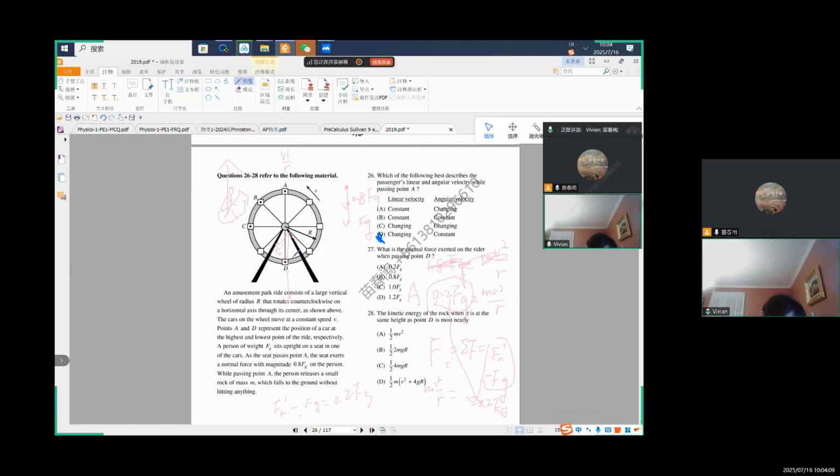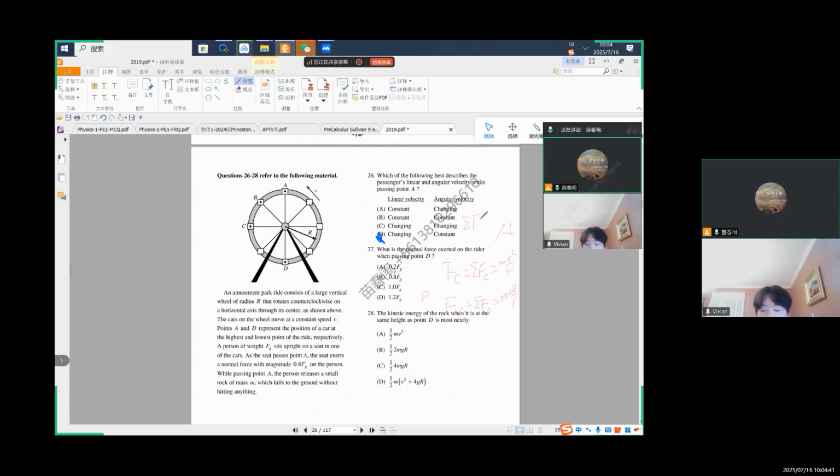You've got to think about the velocity, the speed doesn't change, right? So basically Fc equals sigma F at A, and also mv squared over r. And at D it also does that: Fc equals sigma F equals mv squared over r. And you have different sigma Fc at A and D, right? Does that make sense?